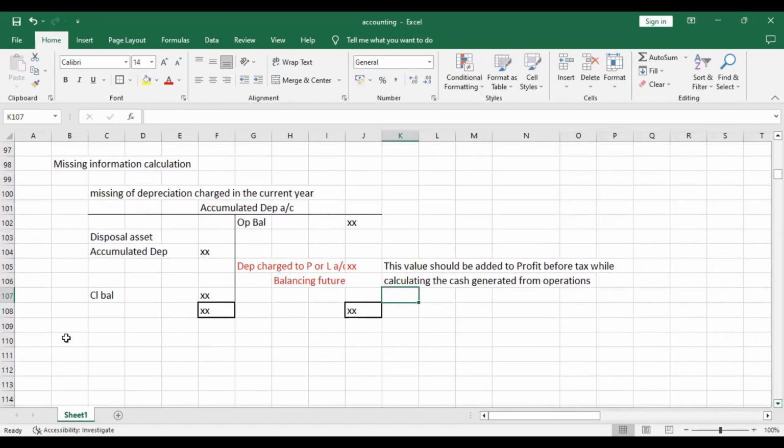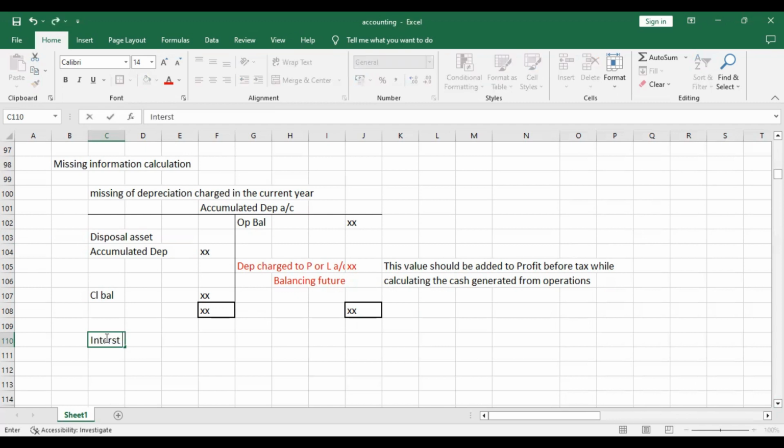Number two, sometimes interest paid, they don't give you. You need to calculate. But one thing you need to keep in mind, that interest expenditure is given in the P&L account, but there is nothing given in the balance sheet about the opening balance or closing balance. In such case, whatever the interest that is given in the P&L account is deemed as paid. So please make a note.